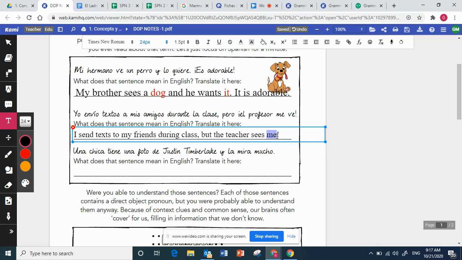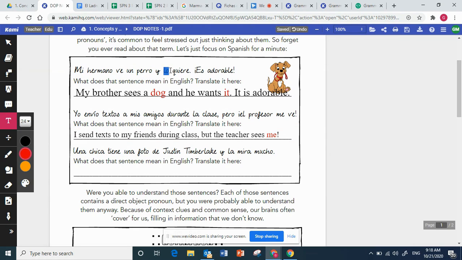That word me is the direct object pronoun. And who does me refer back to? Well, whatever my name is. So if I was me, it would be Mr. Señor. But we don't want to say my name here. So we use the word me. That is a direct object pronoun. Me is me. When we go back, I'll show you this later, but lo and la, when they come before a conjugated verb, means it.